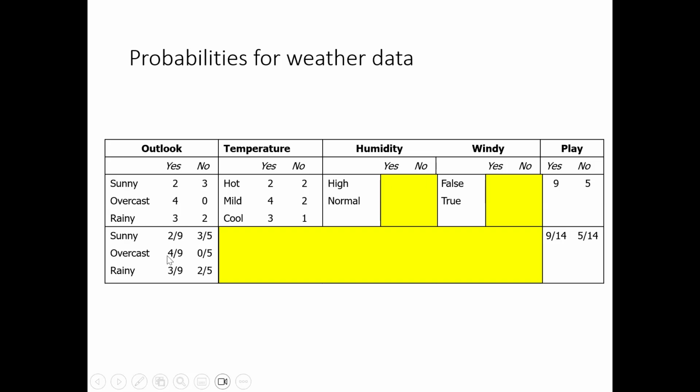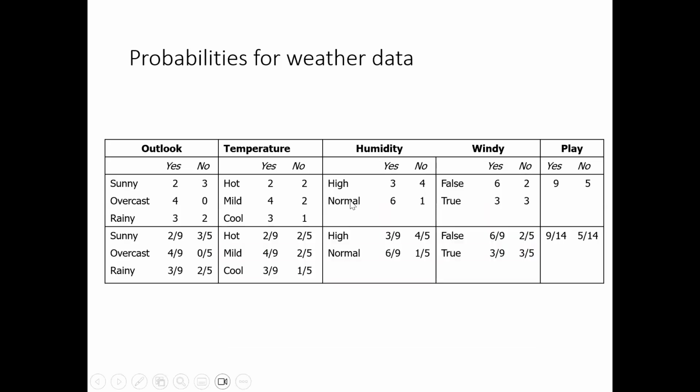But then you have to have probability values. This is how we make the probability values for sunny, overcast, and rainy. When you add everything together for yes, you get 9, so it is 2 out of 9, 4 out of 9, 3 out of 9. For no, when you add, it is 5, so 3 out of 5, 0 out of 5, and 2 out of 5. Similarly, you can calculate the fractional values for the other attributes. So this is the first part.